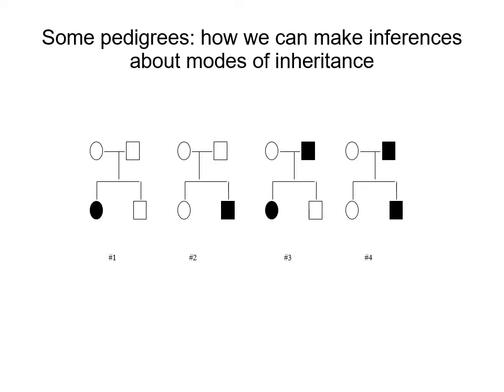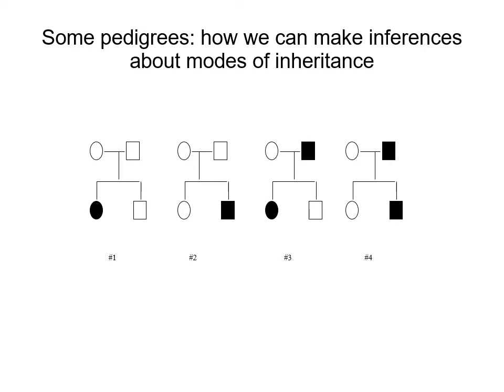Okay, so here's some pedigrees that sort of illustrate some of what the thinking is like. So pedigrees 1 and 2 are both recessive traits because the children in the second generation inherited it from unaffected parents. So we can see right away that this is a recessive trait.